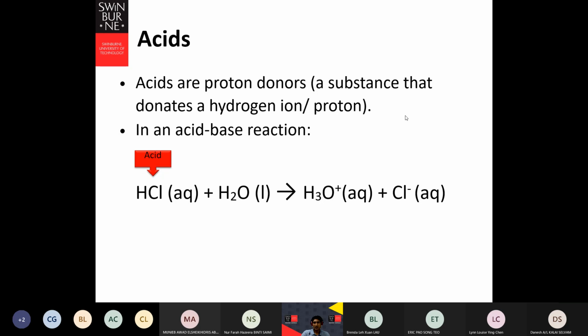But the Brønsted-Lowry definition is much more accurate, that an acid is a proton donor. It donates or gives a proton. So what does a proton mean? Proton, we know that it is in the atom. In an atom, there is a nucleus, and outside the nucleus. In the nucleus, there are neutrons and protons, and on the outer side there are electrons, right? We have seen it in atomic structure.